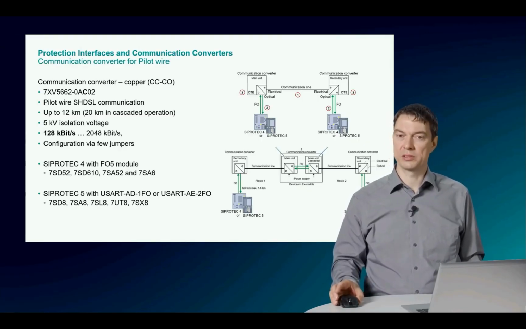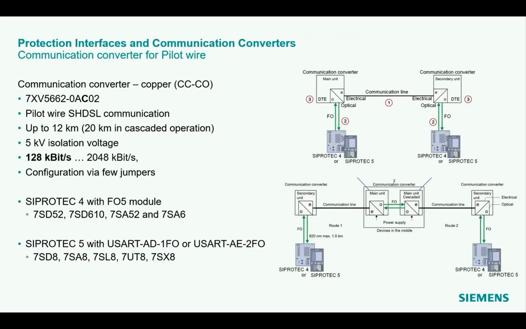So CPROTEC 4 with the FO5 module can be connected, which is useful for the 7SD52, 7SD610, 7SA52 and the 7SA6 distance protection devices, and also for the CPROTEC 5 series with the USART AD 1FO or the USART AE 2FO modules, which can be used in the 7SD8, 7SA8, 7SL8, 7UT8, and also in the universal protection device, the 7SX8.